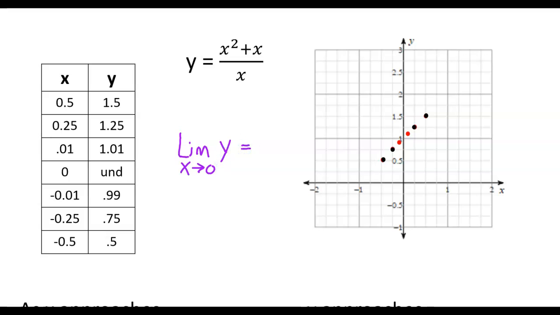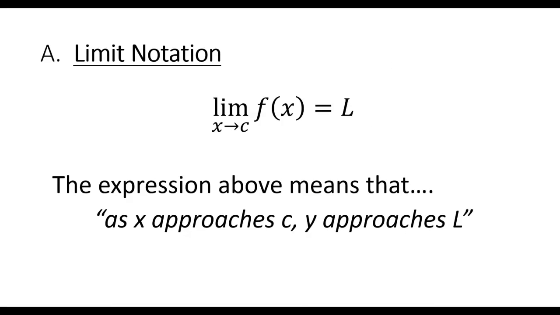And then we say what the y value is approaching, which is 1. That's the notation that we would use to say as x approaches 0, y approaches 1. Okay? And that's called limit notation. So this little expression up here, I'm using f of x instead of y, but those are kind of the same thing if you want to write that in the notes there. F of x and y are the same thing.